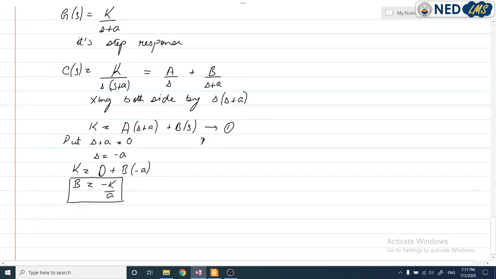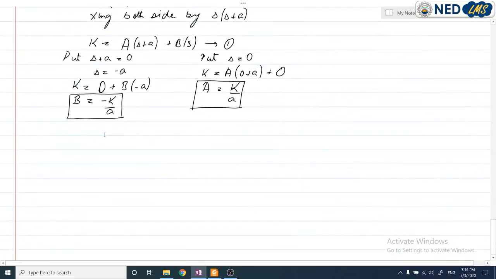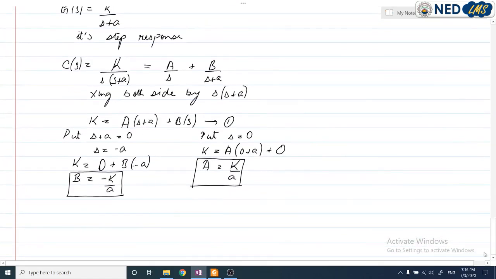And to find the value of constant A, we have to put S is equal to 0, and in that case equation 1 becomes K equals A times S plus A, and B of this term becomes 0, and so finally the value of A will be A is equal to K upon A. So I'm placing the values in this equation. I'm calling it equation A.